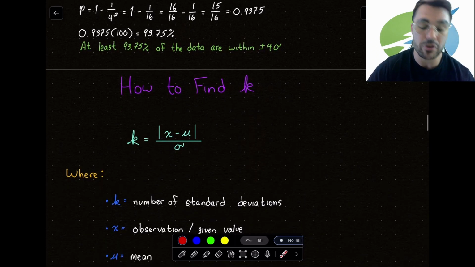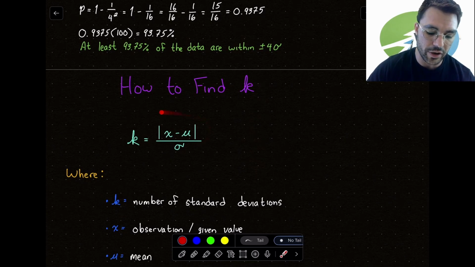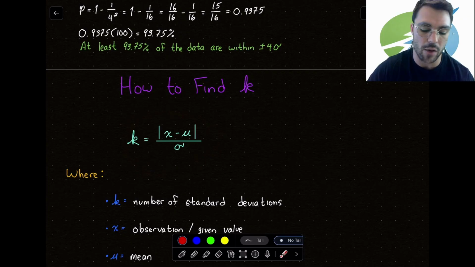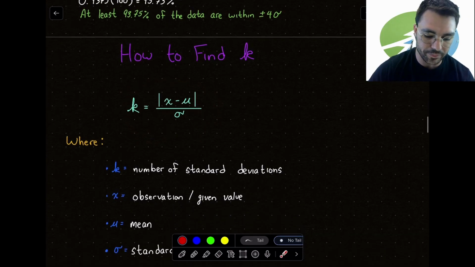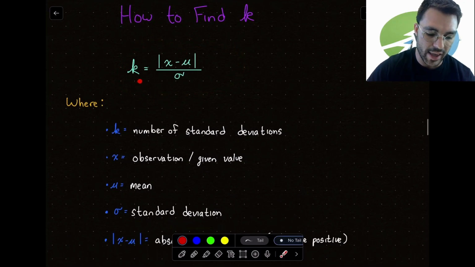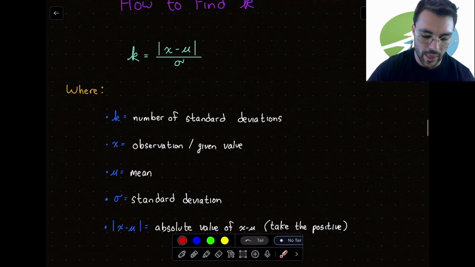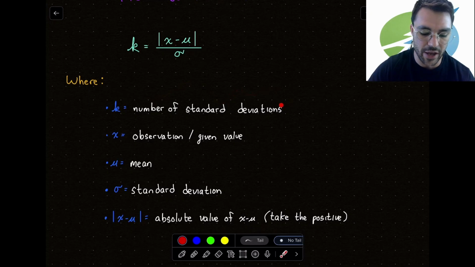Now, sometimes you're not always given k, and we have to find it on our own. So here's a little formula for finding k. We're going to see this formula a lot with z-scores. It's a pretty similar idea, and we're going to see a similar formula to this with one minor tweak. But anyway, this is our formula for finding k if we need to. K equals the absolute value of x minus mu over sigma, where k is our number of standard deviations, x is the observation or given value, mu is our mean, sigma is our standard deviation.